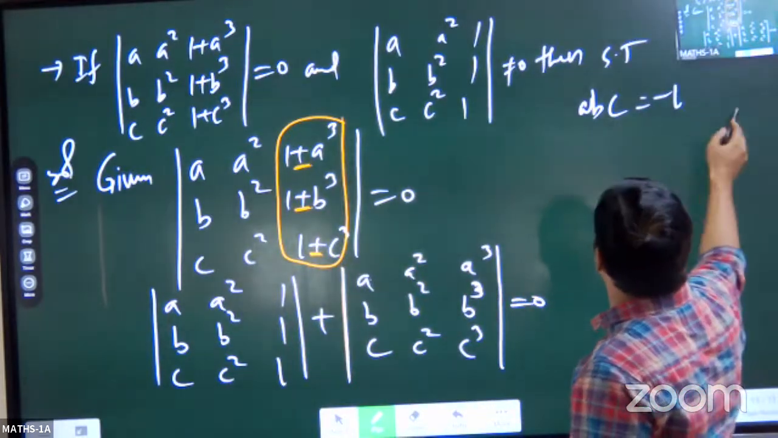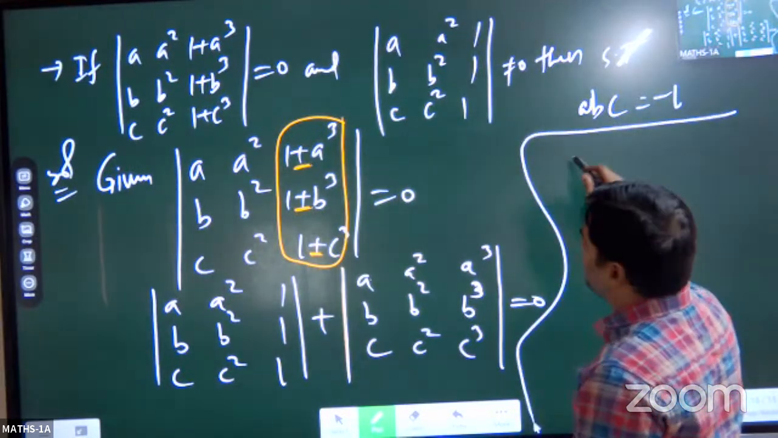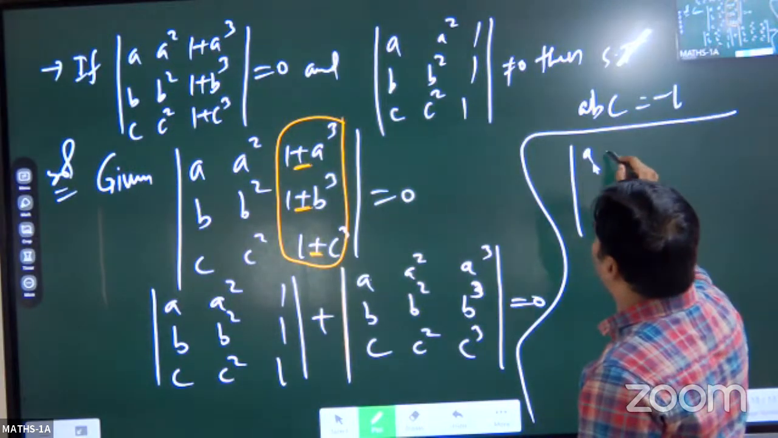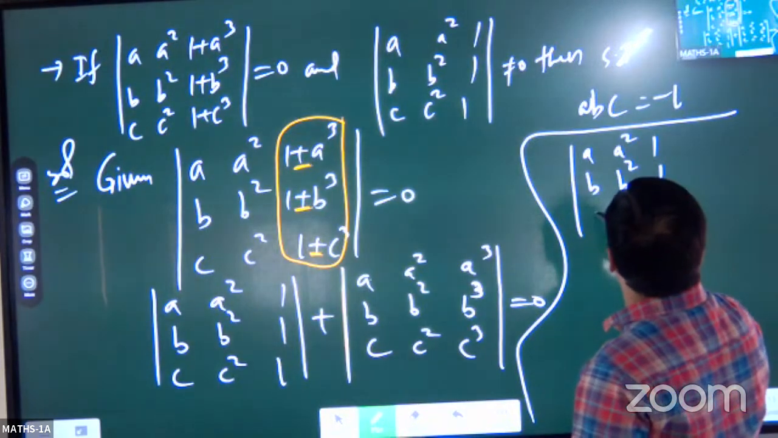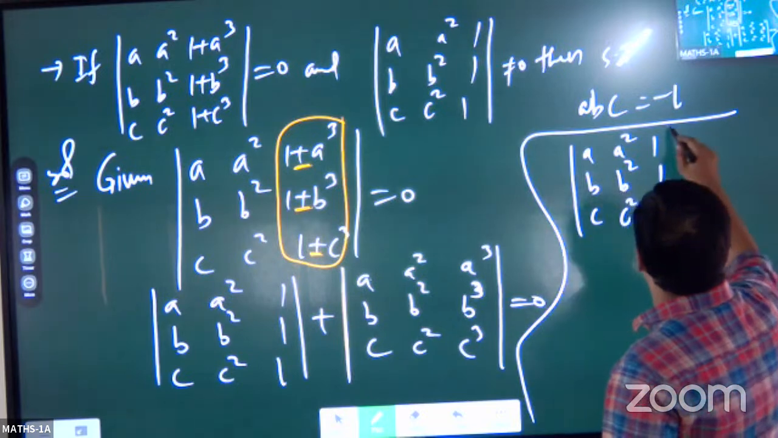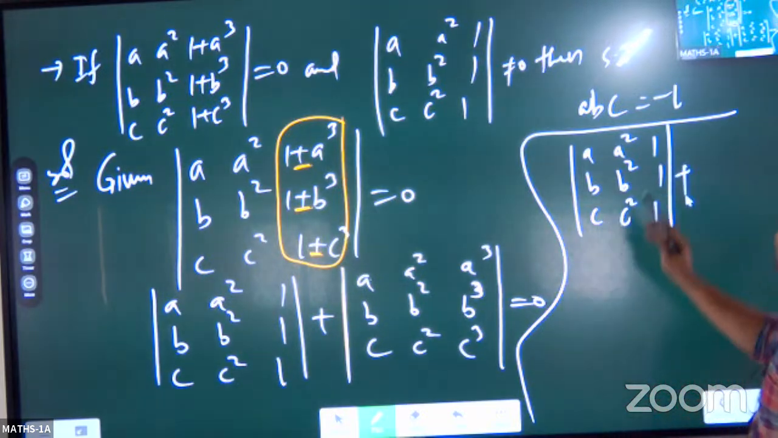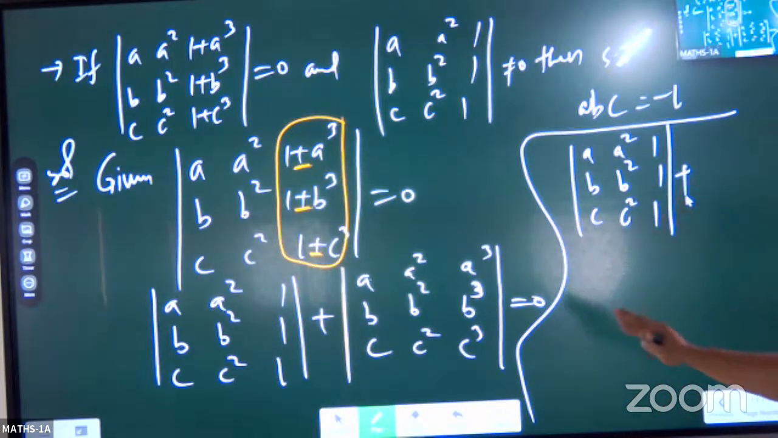So what is that? That is determinant of a square 1, b square 1, c square 1 plus, yeah, I'm writing little bit small so that everything looks like in one board, then easily you can do the things. Is it clear?